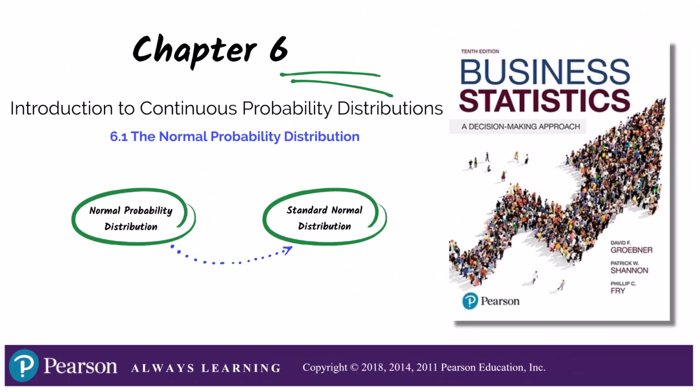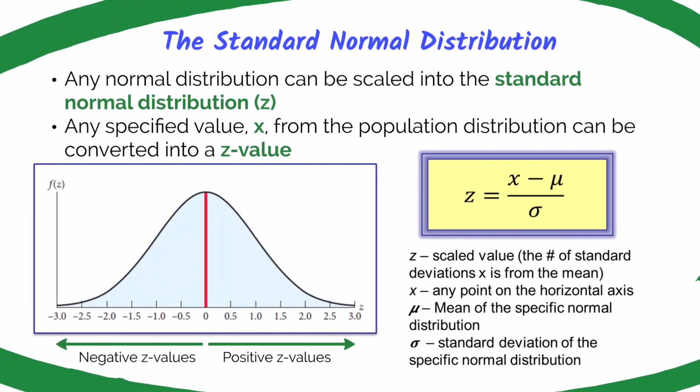So let's discuss the standard normal distribution next. For any normal distribution, we can scale it into the standard normal distribution. This is where we can convert our x values into z values. You learn how to do this in chapter 3. By converting our x value into a z value, we can then compare different sets of data consistently.